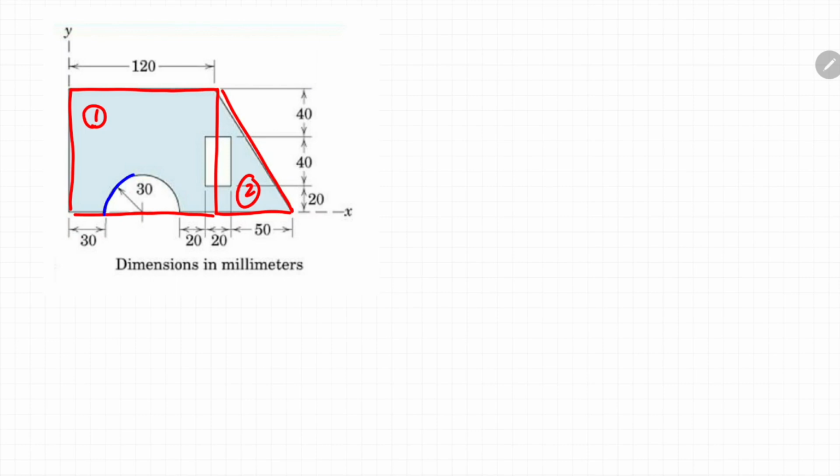So this is a semicircle which must not be included in my calculation. This is segment number 3, and segment number 4 is another rectangle. Again, the area is something that I should not include in my calculation. Let me just quickly redraw every segment with its corresponding dimensions.